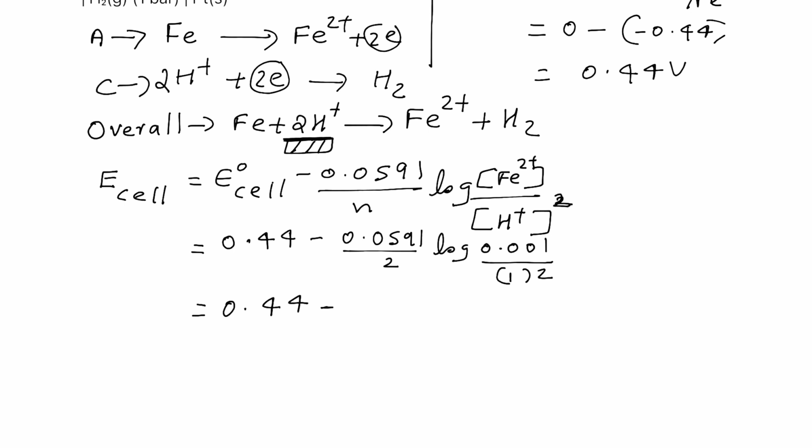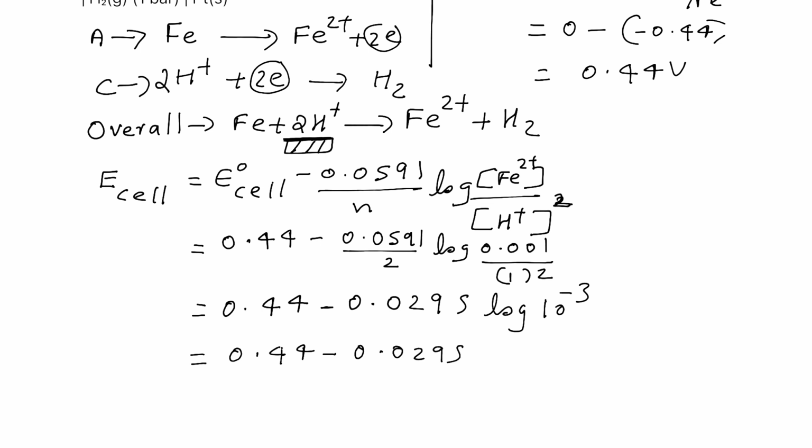0.44 minus 0.0295 log. See, 0.001 means what? 10 raised to minus 3. No doubt in that, right? So what is that? 0.44 minus 0.0295 log 10 raised to minus 3 is what? Of course minus 3, right? This you must know, okay? Log 10 raised to x means x, that you must know. Okay, so what is that?